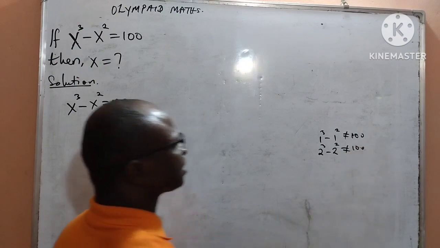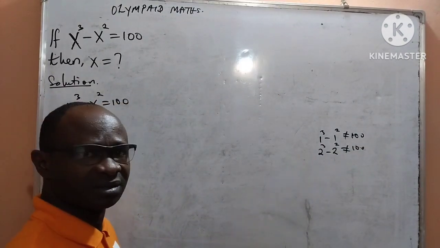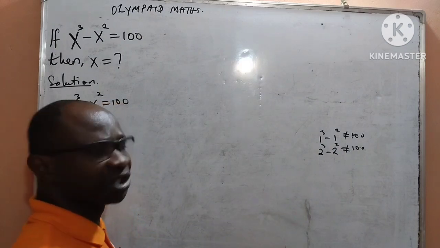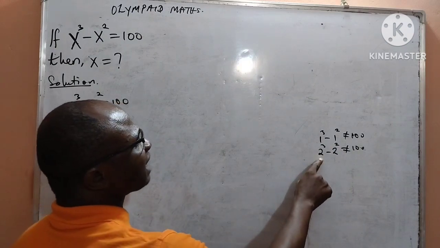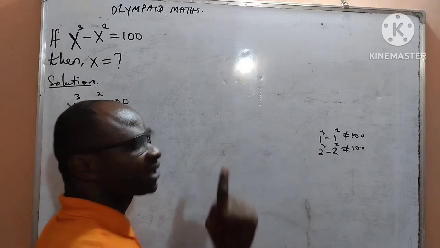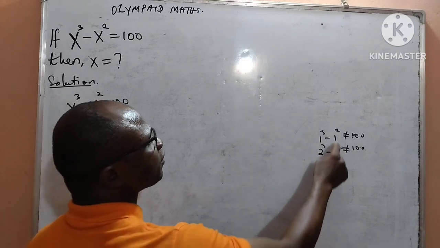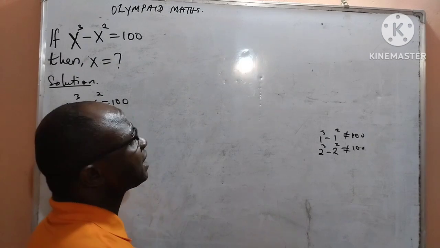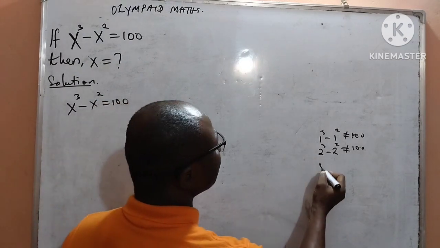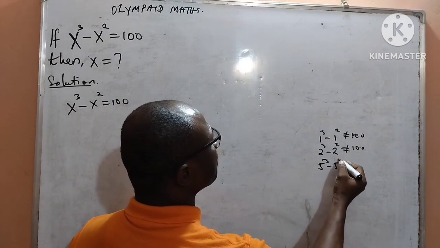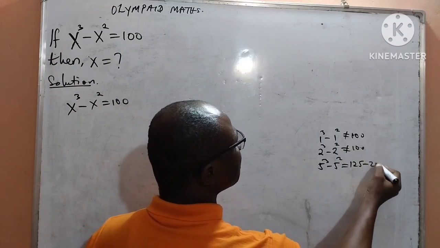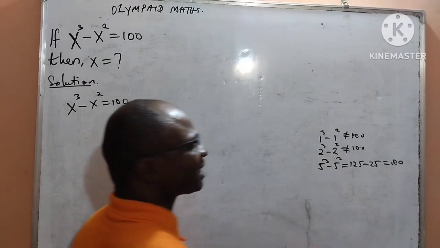If I do 2 raised to the power 3 minus 2 raised to the power 2, it will not give me 100. If we try 3, that will give us 27 minus 9. It will not give us 100. If I try 4, 4 raised to the power 3 is 64 minus 4 raised to the power 2, which is 16. It will not give me 100. If I try 5, that is 5 raised to the power 3 minus 5 raised to the power 2. This is equal to 125 minus 25. This is equal to 100.